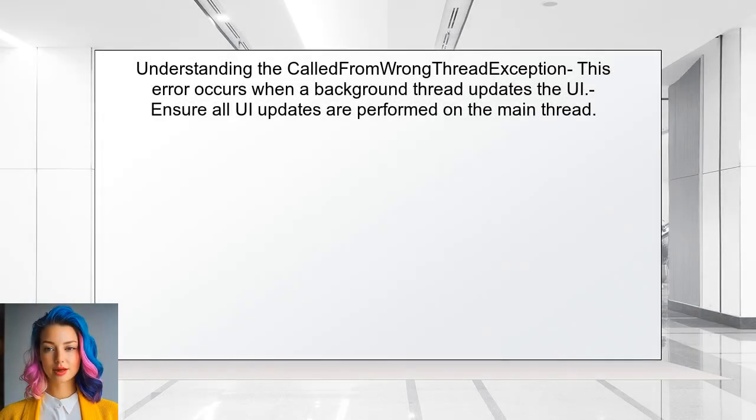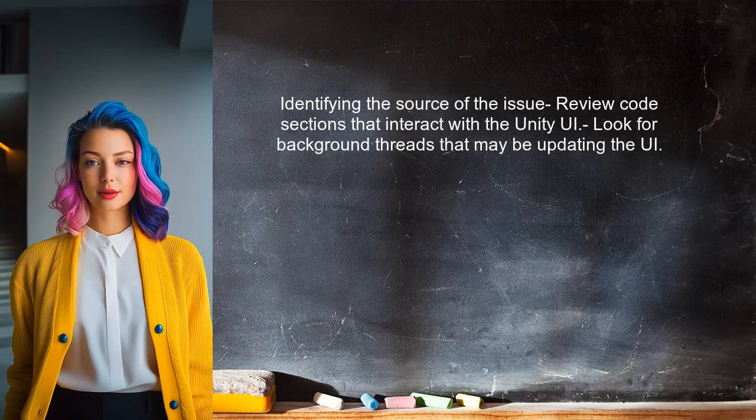To address the called from wrong thread exception, the user should first understand that this error occurs when a background thread tries to update the UI. The user needs to ensure that all UI updates are performed on the main thread. Next, the user should identify where in their code the UI updates are being triggered from a background thread. They can do this by reviewing the sections of code that interact with the Unity UI.